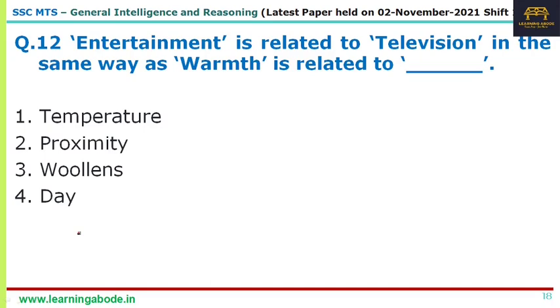Entertainment is related to television in the same way warmth is related to. For warmth, you have temperature, proximity, woolens, day. Now entertainment, what is the source? If you connect entertainment and television, you can say television is a source of entertainment. In that way, woolen is a source of warmth. You cannot relate the other three options. So television is a source of entertainment, and similarly woolen is a source of warmth. So the answer is option 3.